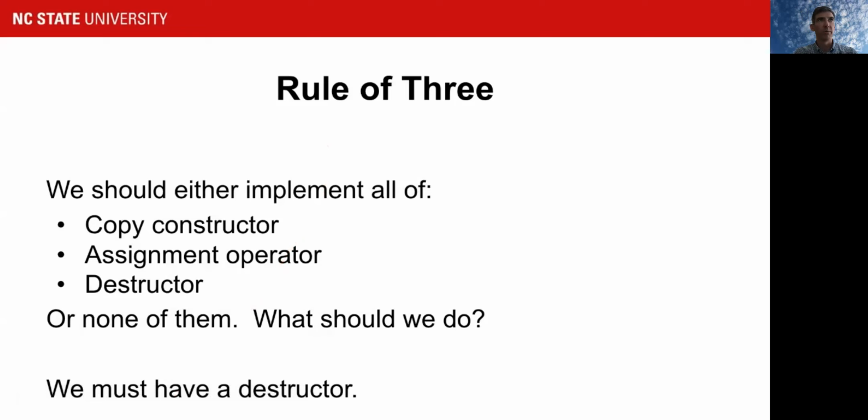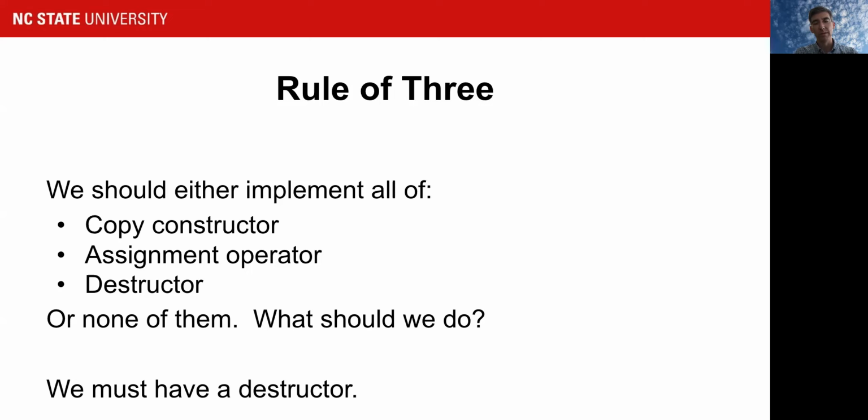Just to refresh your memory, the rule of three says we should either implement all of the copy constructor, assignment operator, and destructor, or none of them. So what should we do? Well, without too much thinking, hopefully you can remember that we have a head and a tail pointer that are pointing to nodes out in memory. And those are things we allocated with new. And so at a minimum, when we run our destructor, if our list is not empty, we need to destroy them, right?